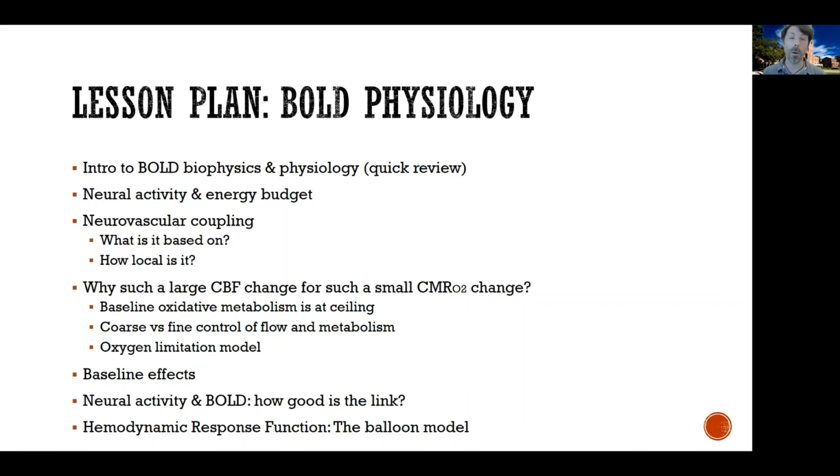In particular, what I want to look at is how good is the link between the two, with respect to space and with respect to time. And finally, I want to start looking at the hemodynamic response function, which means how do neural effects translate into a vascular dynamic response. All right, let's dive into it.